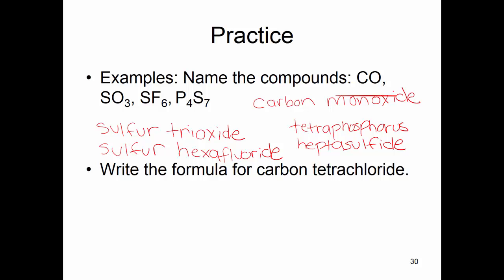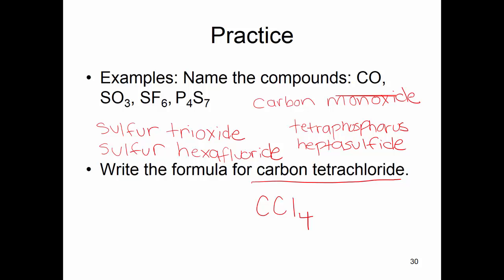You can do this in reverse is how I think of it. So this is if we have a formula and we want to write the name. Well, we can do the reverse as well. We can be given a name and write the formula. So if I see carbon tetrachloride, I know that means I have 1 carbon. Tetra means I have 4. Chloride is Cl on my periodic table, and that means I have 4.